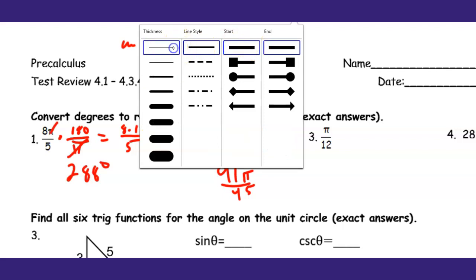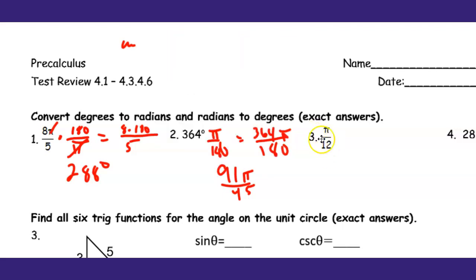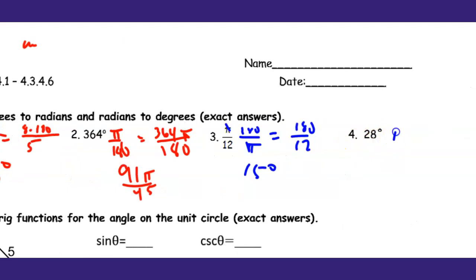Alright, right here, pi over 12. We multiply by 180 over pi. The pi's cancel, we're left with 180 over 12, which reduces to 15, so it's 15 degrees. And lastly, we're going to convert this by multiplying by pi over 180. Sorry guys, that's 180. And so now we have 28 pi over 180, which equals 7 pi over 45.